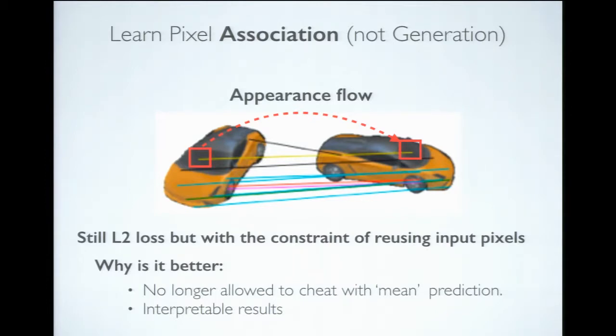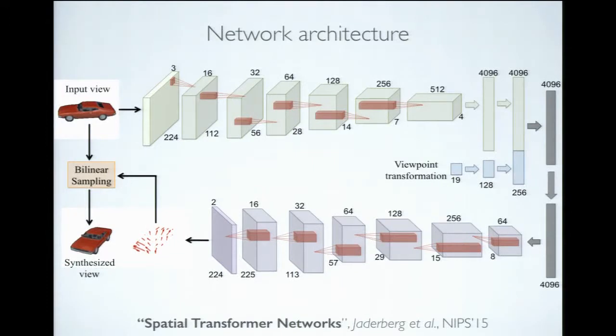Another nice property is that by predicting the flow as the intermediate output, we could easily interpret what the CNN is learning. Here's an illustration of our network architecture. Given an input view and a viewpoint transformation, we run through an encoder-decoder network that outputs a per pixel 2D flow field that indicates for each pixel in the target view where to sample the pixel in the input view to reconstruct itself. The process could be implemented in a differentiable manner using the spatial transformer network.